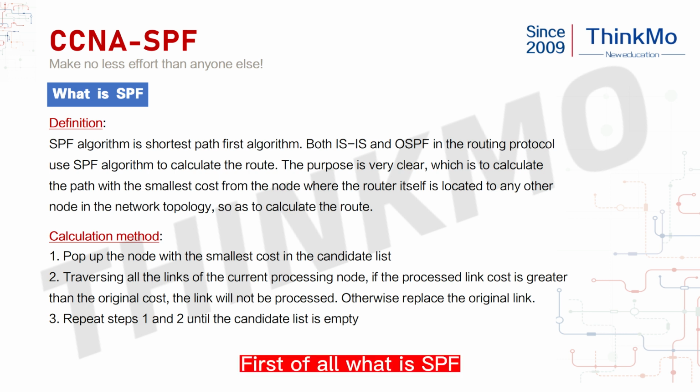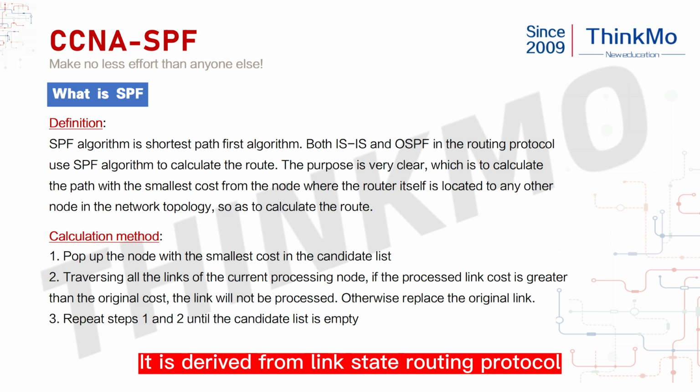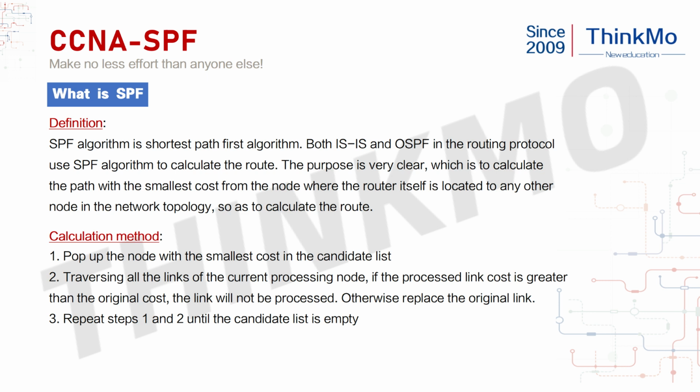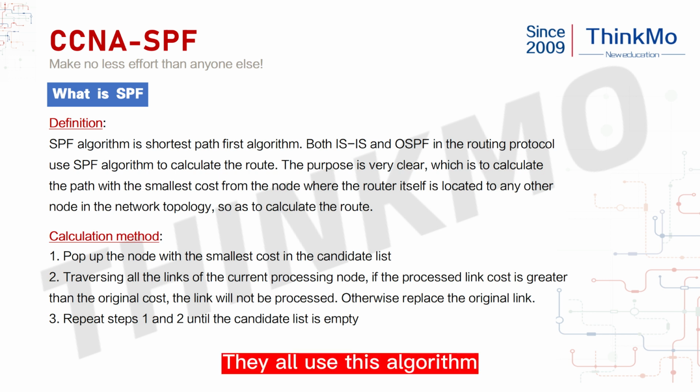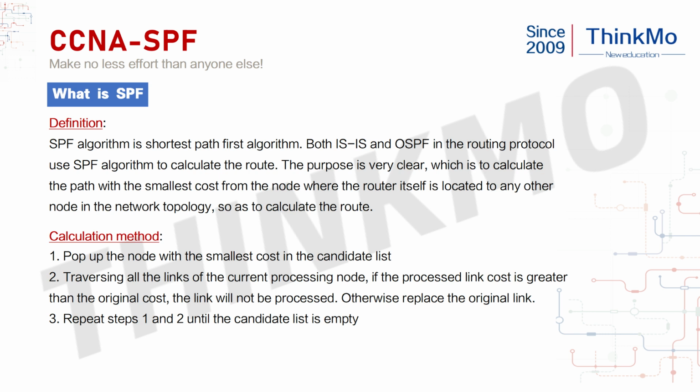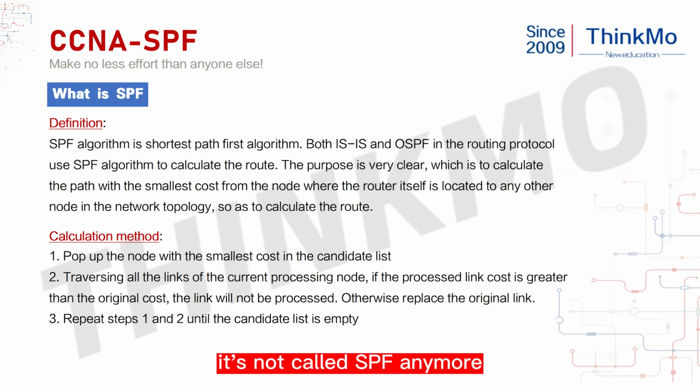First of all, what is SPF? It's called Shortest Path First. It is derived from the link state routing protocol, which includes OSPF and IS-IS. They all use this algorithm. In the early days, everybody used SPF. Now it's not called SPF anymore; it's an improved ISPF, called the enhanced SPF algorithm.